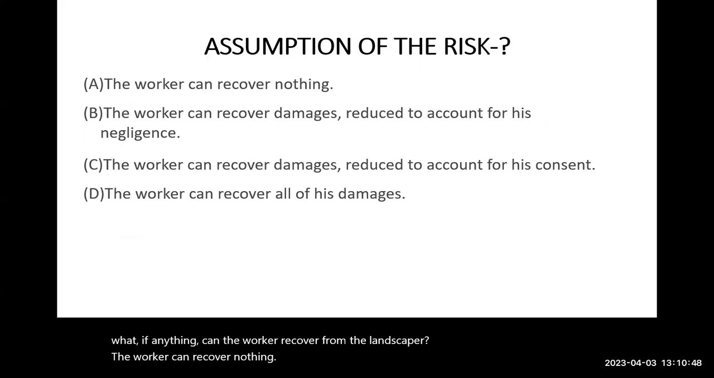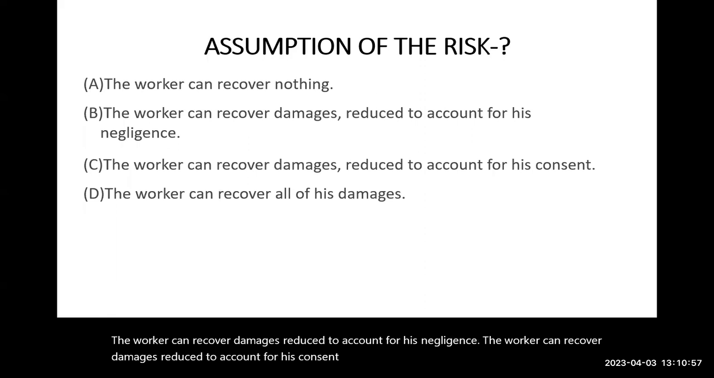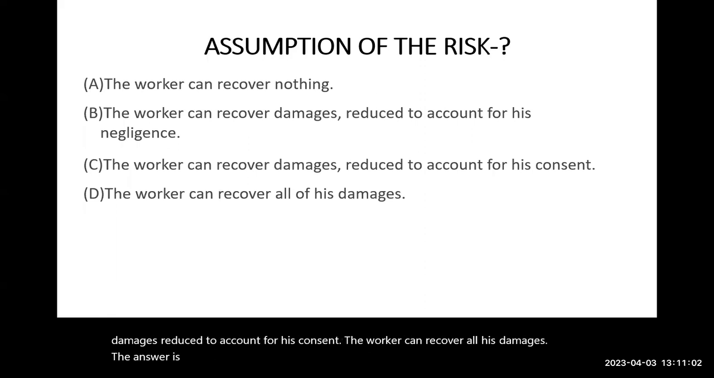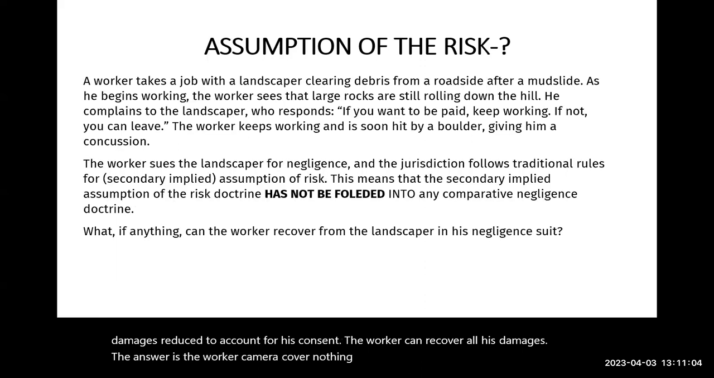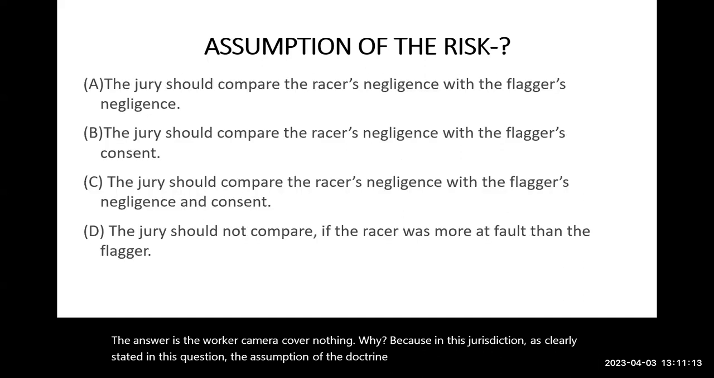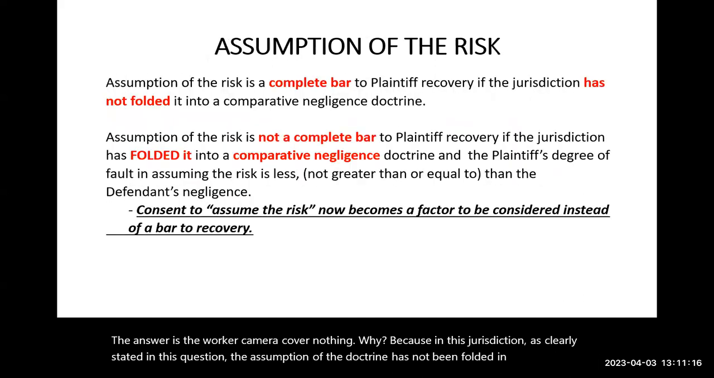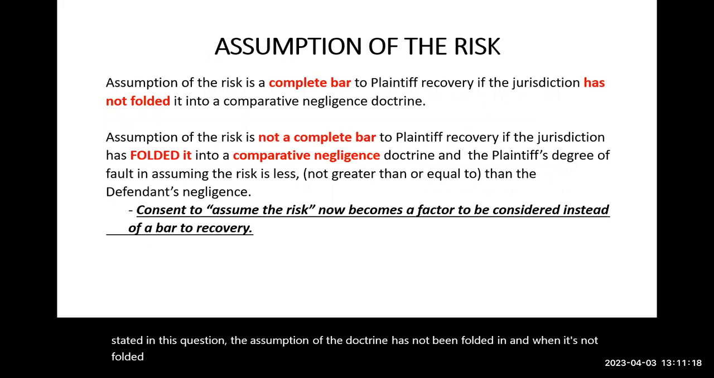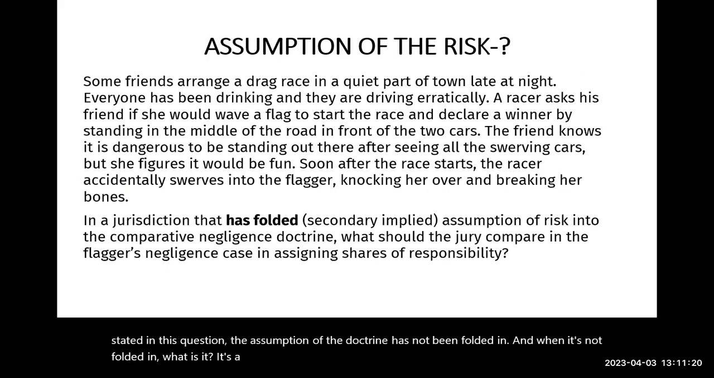B: The worker can recover damages reduced to account for his negligence. C: The worker can recover damages reduced to account for his consent. D: The worker can recover all his damages. The answer is the worker can recover nothing. Why? Because in this jurisdiction, as clearly stated in this question, the assumption of the risk doctrine has not been folded in. And when it's not folded in, what is it? It's a complete bar. That's the end.